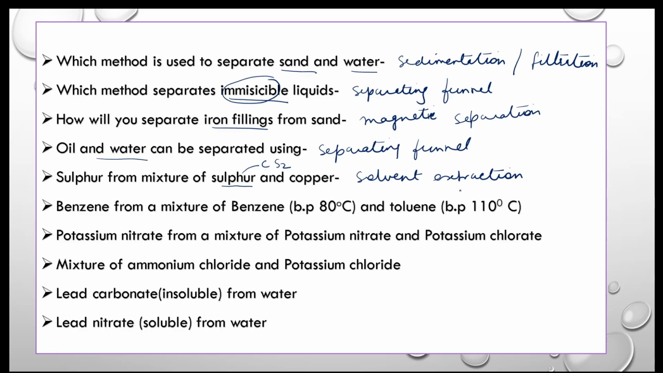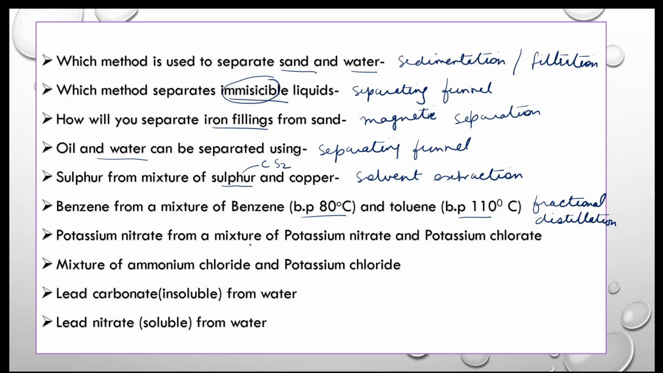Next, benzene. Now, here you can see difference in boiling points are given. Benzene has a boiling point of 80 degrees Celsius. Toluene has a boiling point of 110 degrees Celsius. And because there is difference in boiling points, we can say that the method involved over here will be fractional distillation. Fractional distillation, because they will be forming miscible liquids. They will dissolve into each other. Difference in their boiling points will help in the separation of benzene and toluene. Benzene will evaporate first, leaving behind toluene in the distillation flask.